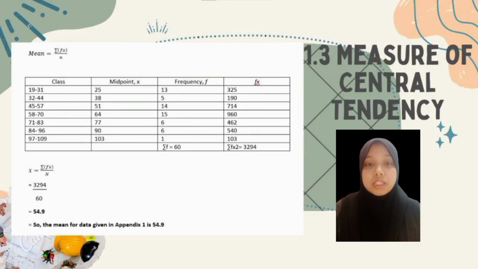Today I will inform about measures of central tendency. The formula for the mean is total fx divided by n, which is 3294 divided by 60, equal to 54.9. So the mean for the data is 54.9.